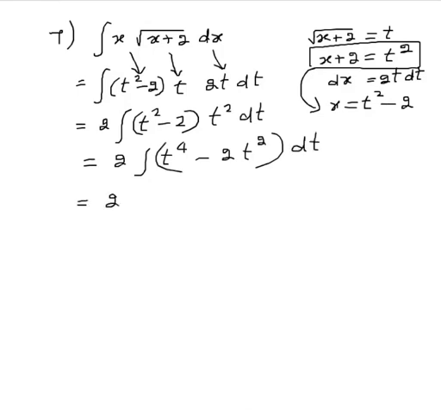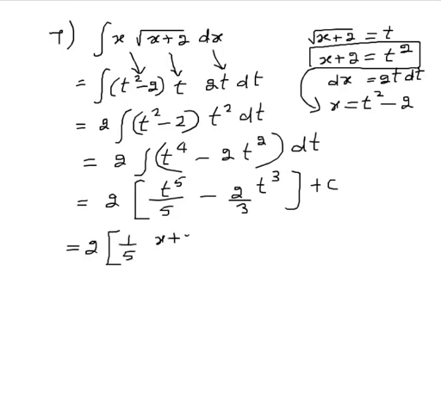Now we can easily integrate each term. Integral of t power 4 is t raised to 5 by 5. And this becomes t cube divided by 3 and plus c. Don't forget to write the constant of integration and substitute for t. T is root of x plus 2. I can write it as power 5 by 2. 2 by 3. Root of x plus 2 power 3. So it becomes whole raised to 3 by 2 and plus c.